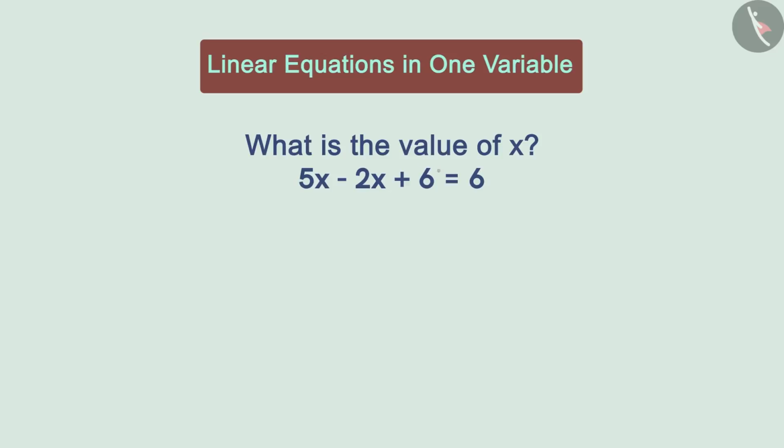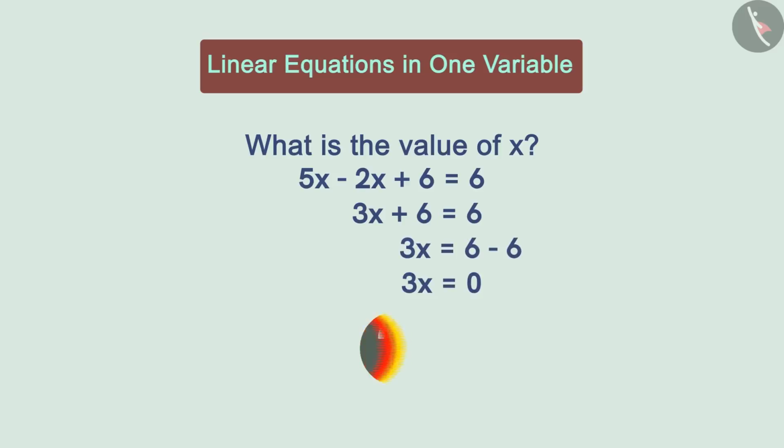If we simplify the left-hand side, we get this. Now, we will send 6 to the right-hand side. We will now get 0 on the right-hand side. So, what should we do now? Most of us think that there is no solution to x. But it is not so.